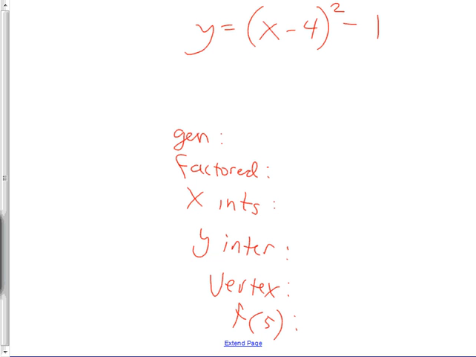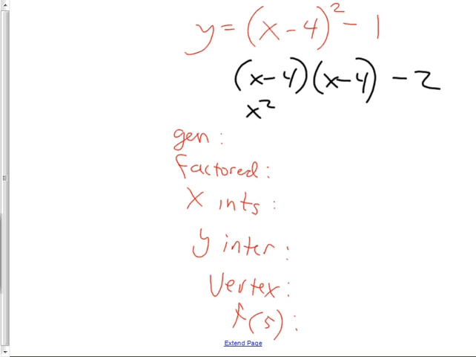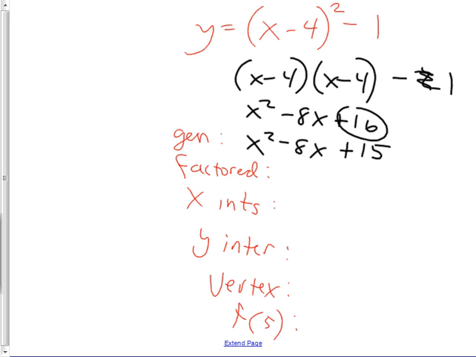Okay, so here we go. We've exchanged papers. We're grading this puppy. General form, x minus 4, and then minus 2. So that's first, outside, inside, last. Oh, sorry, minus 1. And then it's x squared minus 8x plus 16, and then he goes with the minus 1. So it's x squared minus 8x plus 15, because that has to go with that.